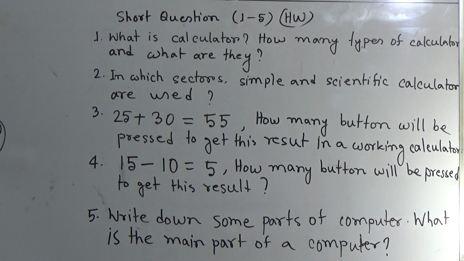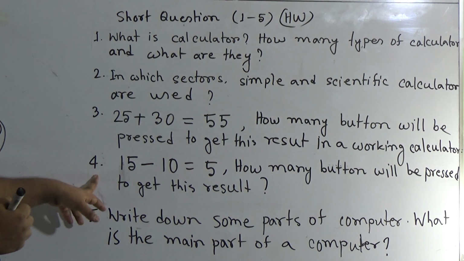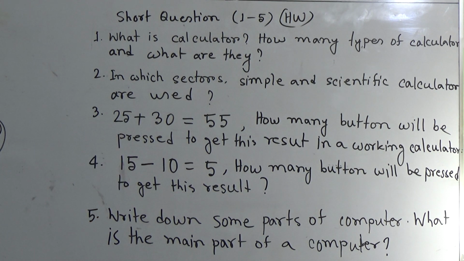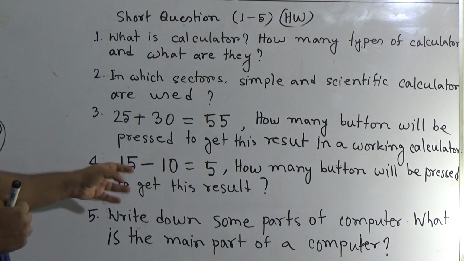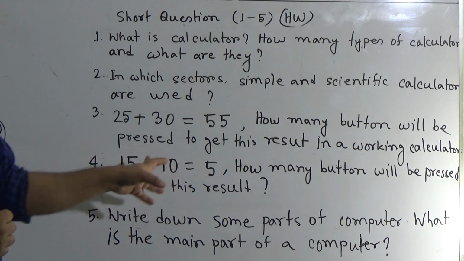Now a question may have arisen in your mind that if it is not said whether this is working or switched off, then how can we consider this is a working calculator or a switched off calculator? If working or switched off calculator is not given, then you must consider this calculator is working. So considering working calculator, we count the buttons.